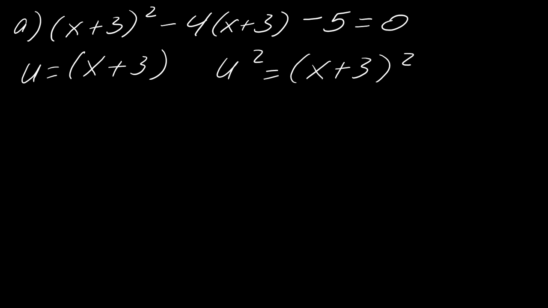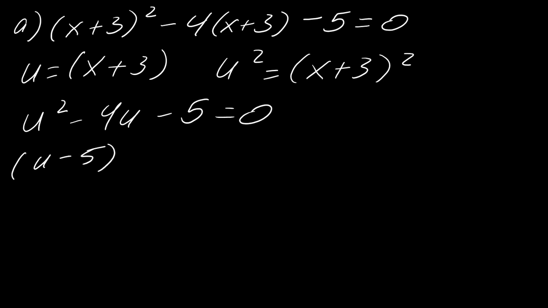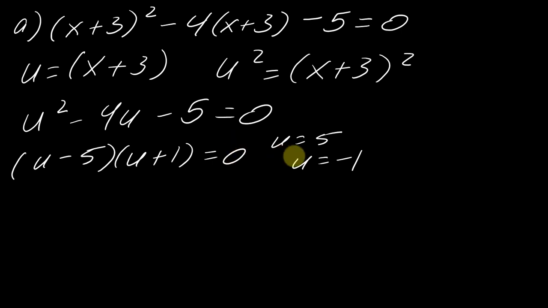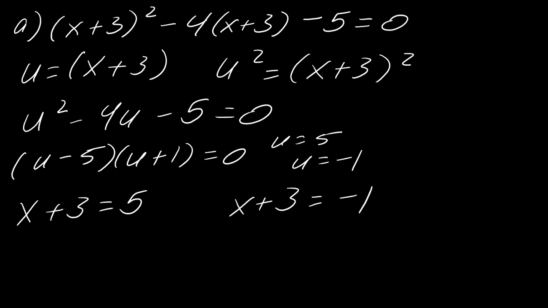Okay, so if I make these substitutions, I've got u squared minus 4u minus 5. This I can solve no problem, right? So this is going to be u minus 5, u plus 1. And so this becomes u equals 5 and u equals -1. So now, where I have the u's, I don't need the u squared anymore, so now I'm going to replace u with x plus 3. So I'm left with x plus 3 equals 5, and x plus 3 equals -1.